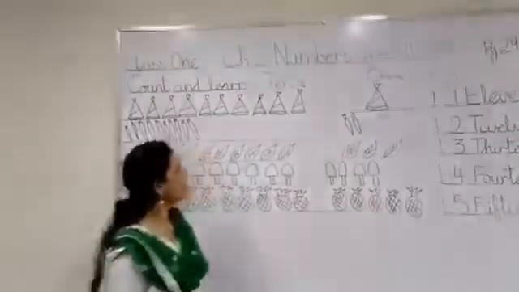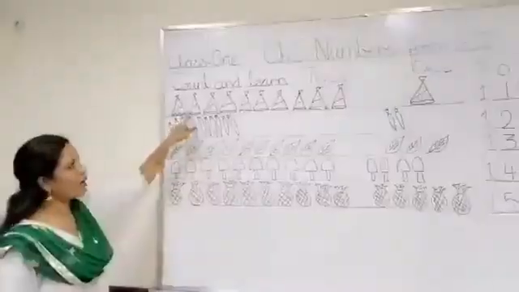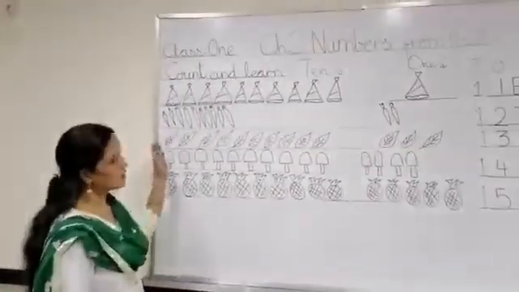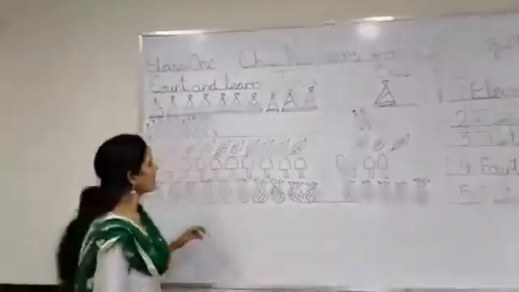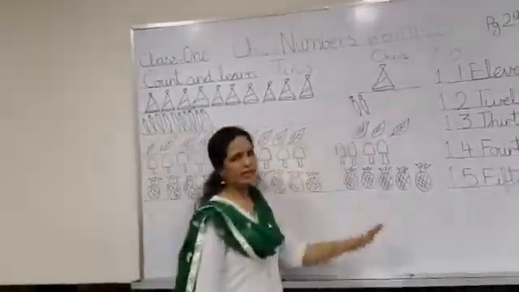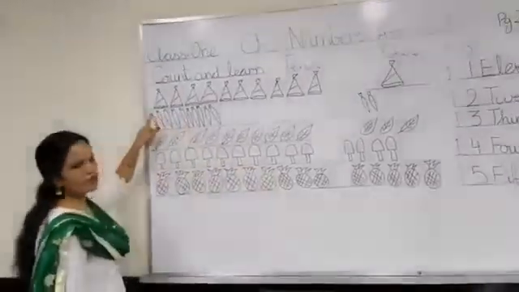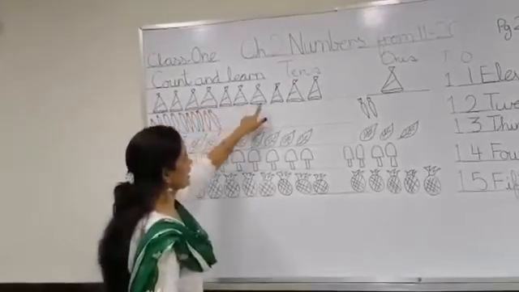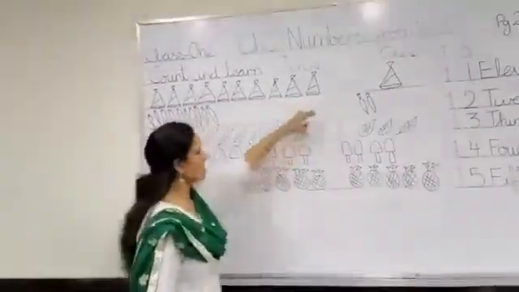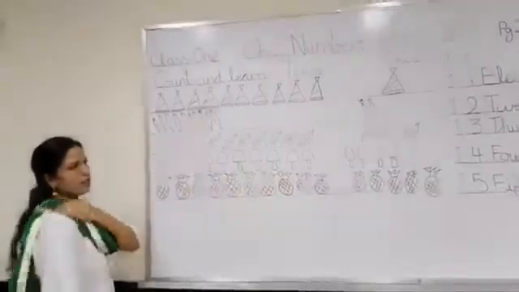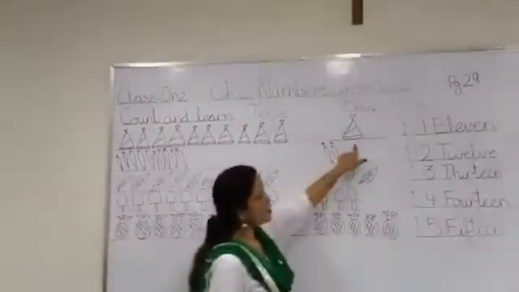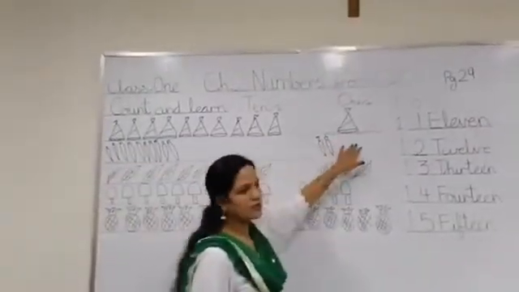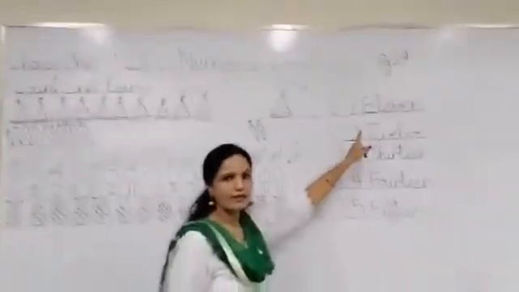On page 29, the topic is count and learn. So let's count the objects. As you see, there are many objects and these are divided into tens and ones. Let's count the caps. 1, 2, 3, 4, 5, 6, 7, 8, 9, 10. So this is the part that shows you tens. And here is one cap. So if you add tens and ones, 10 and 1 make 11.